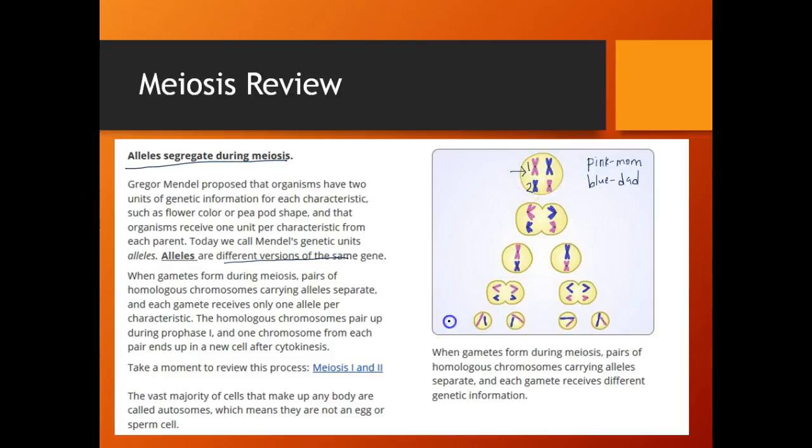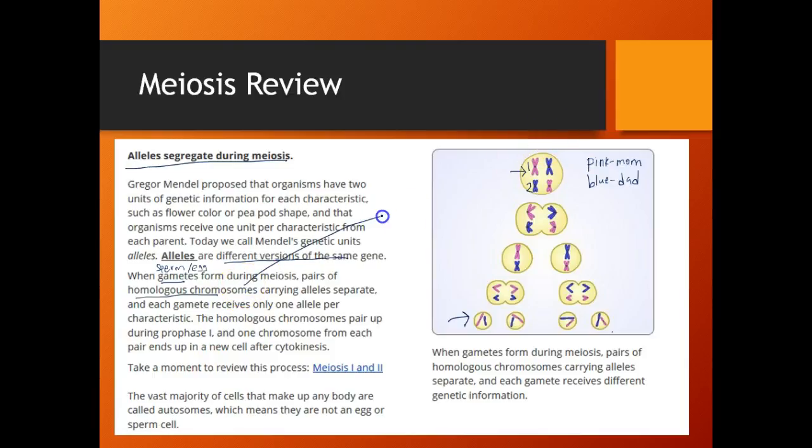But if you look at the end result of meiosis, what we end up with is you only have one version of each of the chromosomes in each of the resulting cells. So here you had two of them, and here you only have one. So when gametes, which are basically sex cells, so this could be sperm or egg cells, are formed during meiosis, pairs of homologous chromosomes carrying alleles separate. Okay, so pairs of homologous chromosomes.